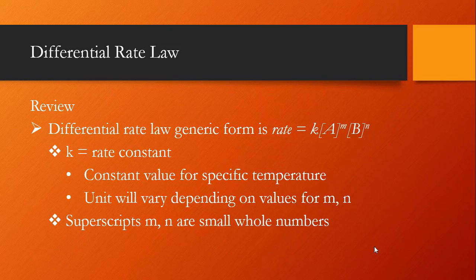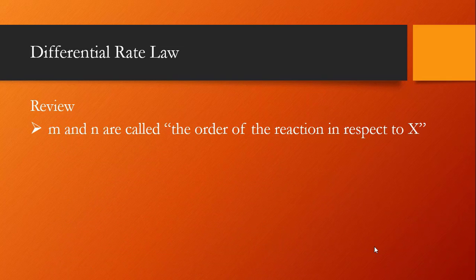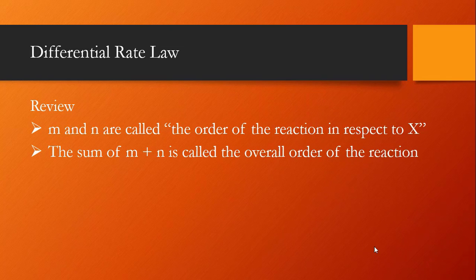It is only constant for a specific temperature, and the unit will vary depending upon the values for m and n. The subscripts m and n will be small whole numbers, usually 0, 1, or 2. The value of m and n must be determined experimentally, and those values are not stoichiometric. M and n are called the order of the reaction with respect to each reactant, and the sum of m and n is called the overall order of the reaction.